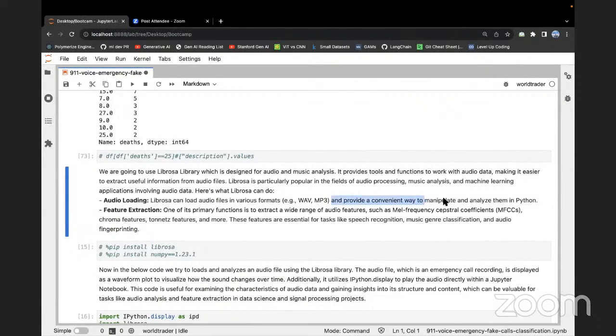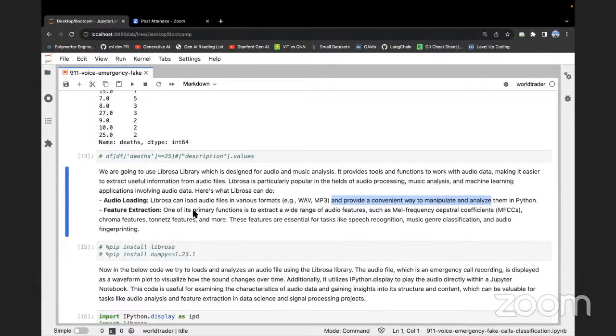And it provides a convenient way to manipulate and analyze them. For example, if you want to increase the bass, right, what we call bass in, let's say when we are riding in a car, we want to increase the treble or the audio or the volume or the bass, things like that. You can do all those manipulations with librosa as well.